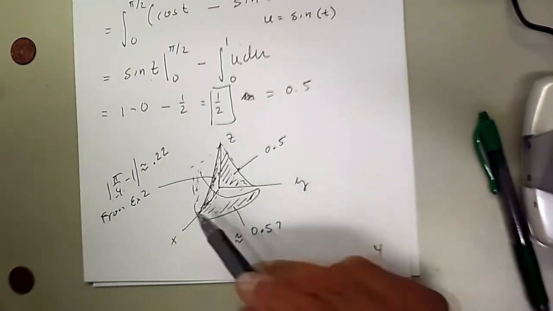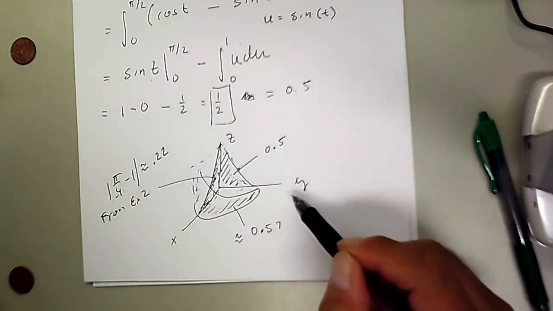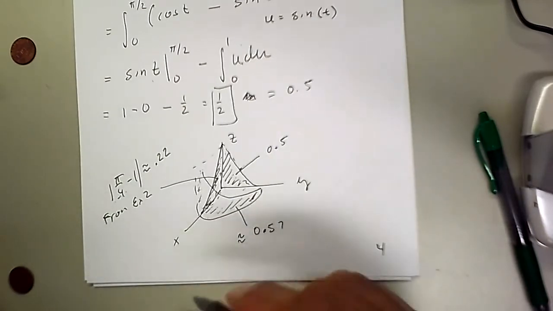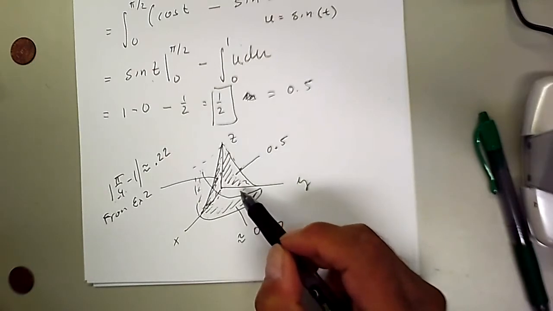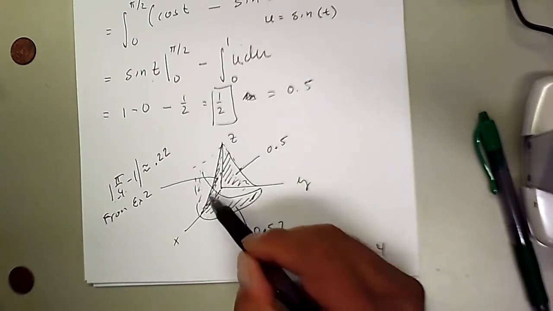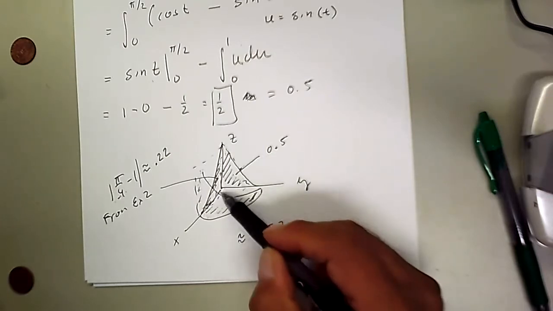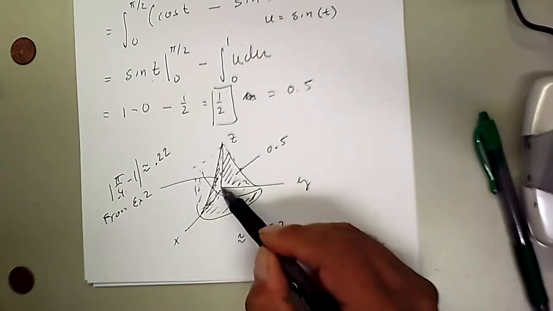So those are the three things that we could do with a curve and a function f: an integration with respect to the length, with respect to the x, and with respect to the y.